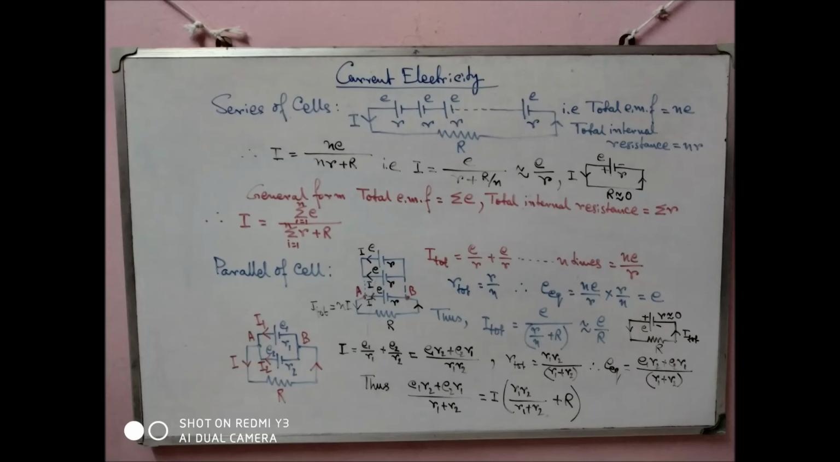So finally, how do we write the expression of current in terms of Ohm's law? This equivalent EMF equals I into the total resistance of the circuit. Total means total internal plus external. So that is the expression for I. From here you can also find I, that is, this EMF divided by that part in the denominator. Okay, so this is all about the series and parallel combination of cells. Clear? Okay.